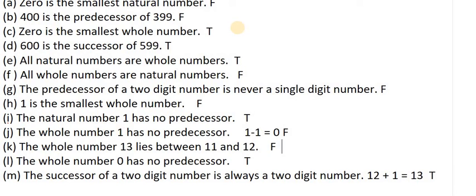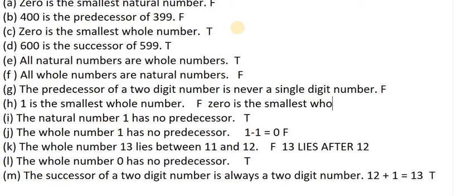So for this false statement, 13 lies after 12. The next one, false, that we already wrote. 1 is the smallest whole number, but actually the answer is 0 is the smallest whole number. Because of that reason it is false. The predecessor of a two-digit number will never be a single-digit number is false, and that example we wrote.